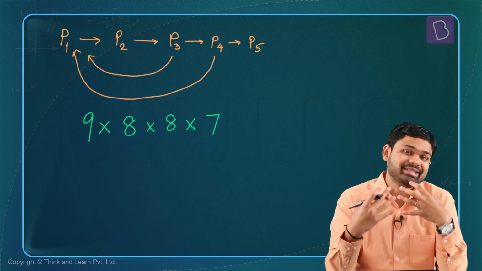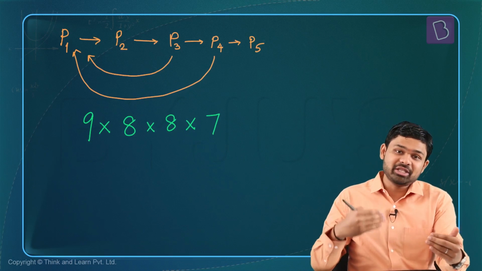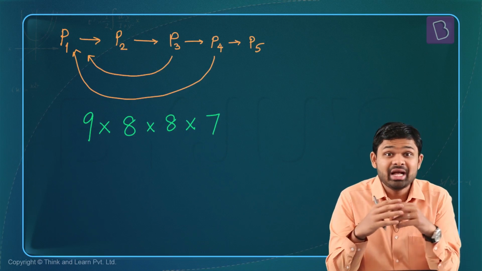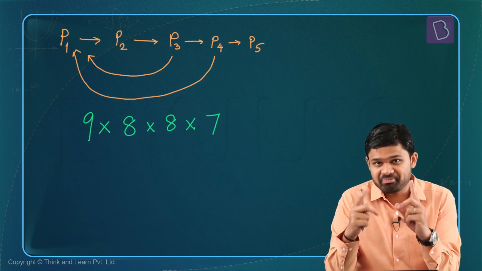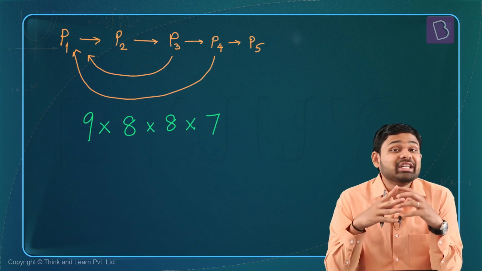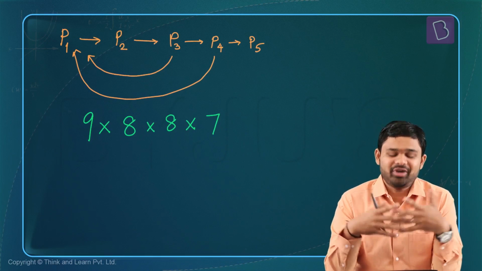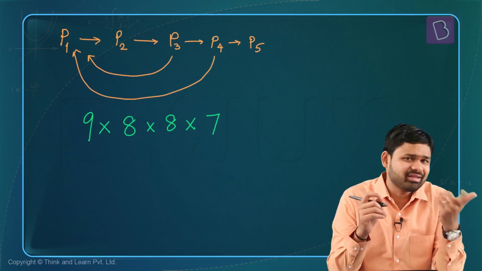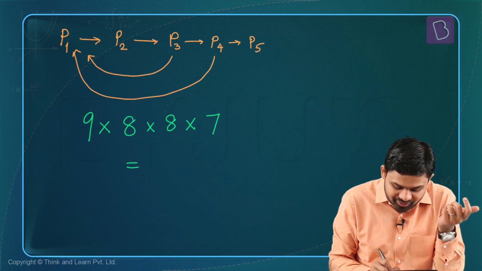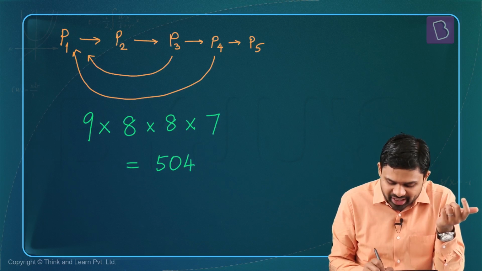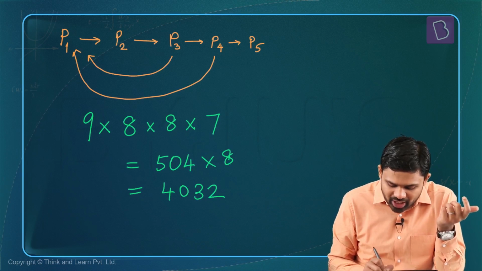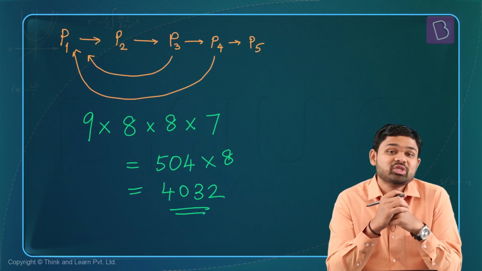So the total number of ways in which a rumor can be spread to 5 people, the first person being the initiator to the last person, such that the first recipient or the second person in this chain does not receive it more than once is 9 into 8 into 7. Well, 9 into 8 into 7, that's a number that you must always remember. That's 504. 504 into 8 is nothing but 4032. So the total number of ways in which this can happen is 4032 ways.